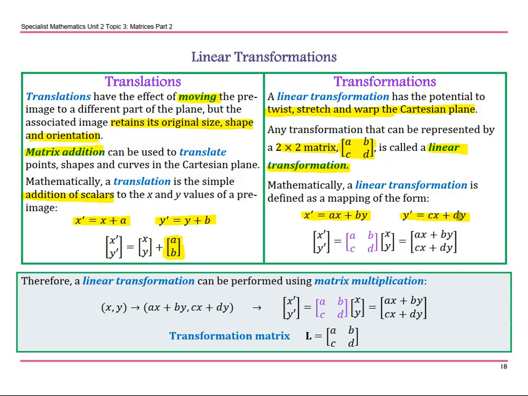If we think about this in matrix terms, the matrix that we're transforming with is A, B, C, D, and it is being multiplied by X, Y. Because we go across the row and down the column, you end up with the AX plus BY and the CX plus DY. And that's all I've put in this blue box down the bottom. Therefore, a linear transformation can be formed using matrix multiplication. So translations are additions, transformations are multiplication. And our transformation matrix is A, B, C, D, that 2 by 2 matrix, because we have X and Y.